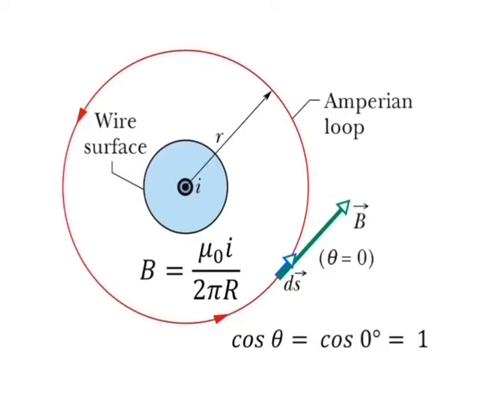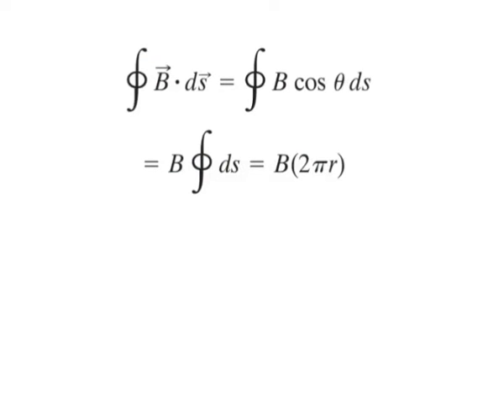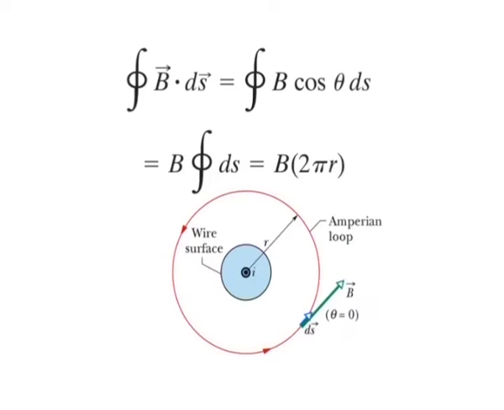The integral in equation B then becomes the cyclic integral of B dot ds is equal to the cyclic integral of B cos theta ds, which is then equal to B times the cyclic integral of ds, which comes out to be B into 2 pi r. Note that the cyclic integral of ds is the summation of all the line segments around the circular loop. That is, it simply gives the circumference 2 pi r of the loop.